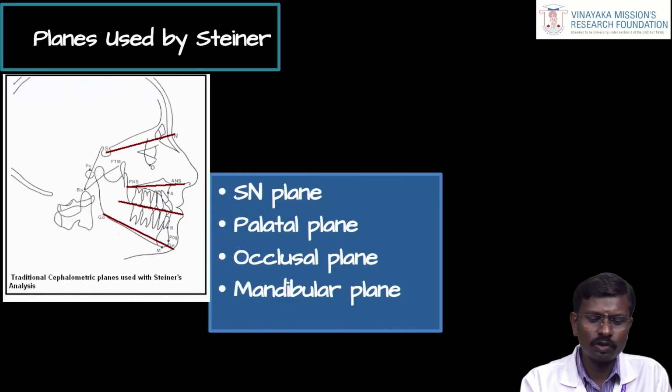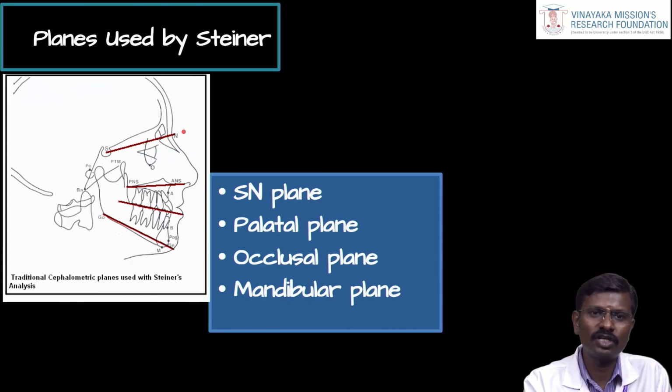The plane used by Steiner is the SN plane. SN is nothing but sella nasion. The line connecting the sella point and the nasion is called the SN plane. According to him, this is the reference plane because it is in the mid-sagittal plane.